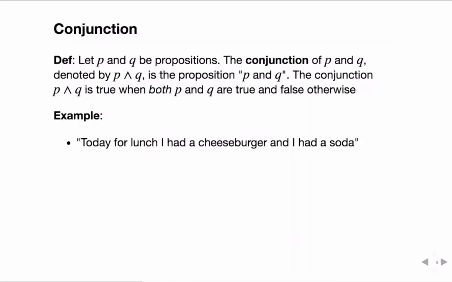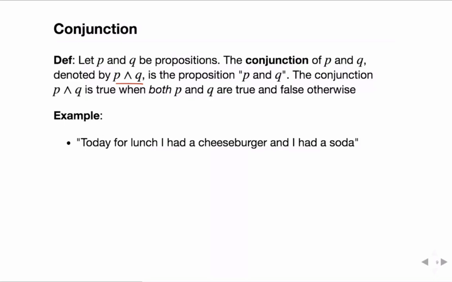So we'll start with the conjunction. Suppose that P and Q are any two propositions. The conjunction of P and Q, which is denoted by P ∧ Q, is the proposition "P and Q." In particular, the conjunction P and Q is true in the case when both P and Q are true, and false otherwise.